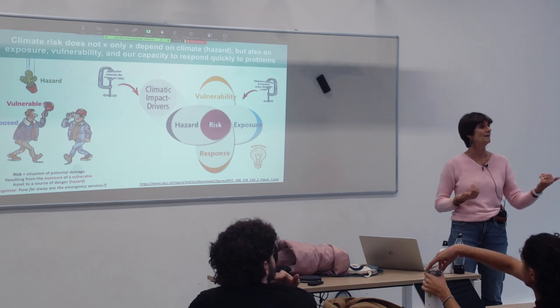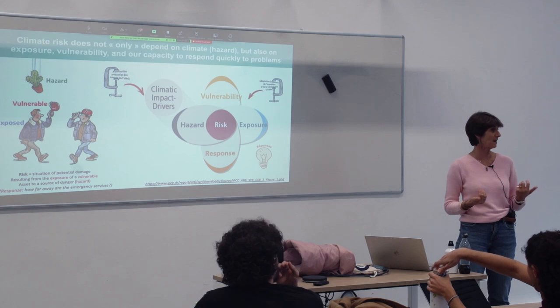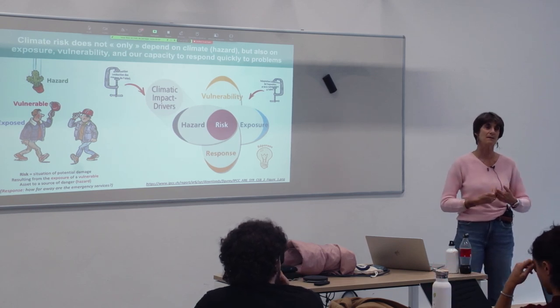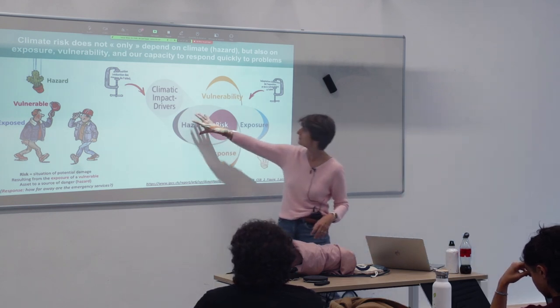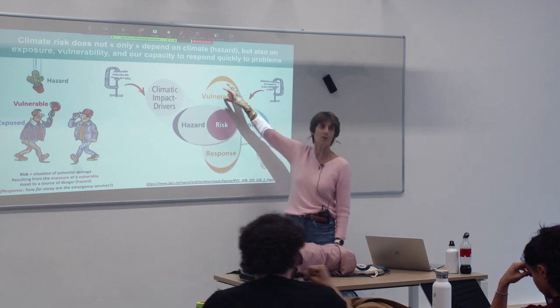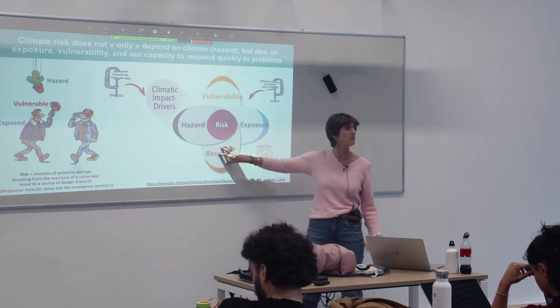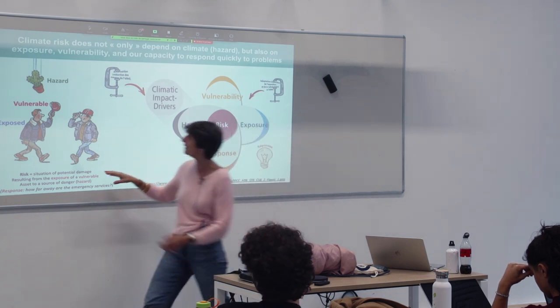So you can mitigate the potential impacts of intense rainfall events by really having land that can absorb this excess of water. So you have the hazard, that's the climate, but then you have whether you are exposed or not, whether you are vulnerable or not, or your soil is more or less pervious, and whether you can respond. And that's just a simple way to look at it.